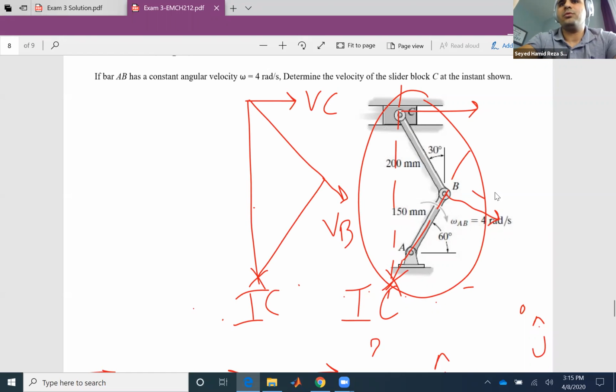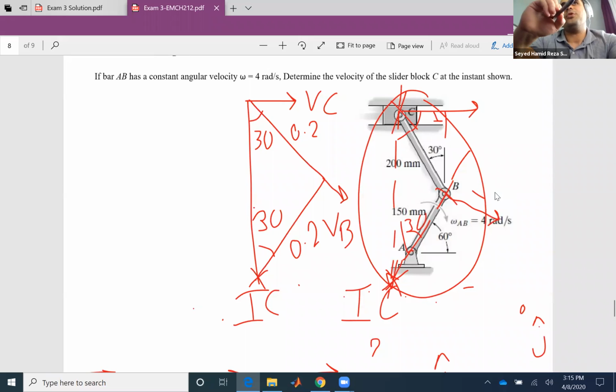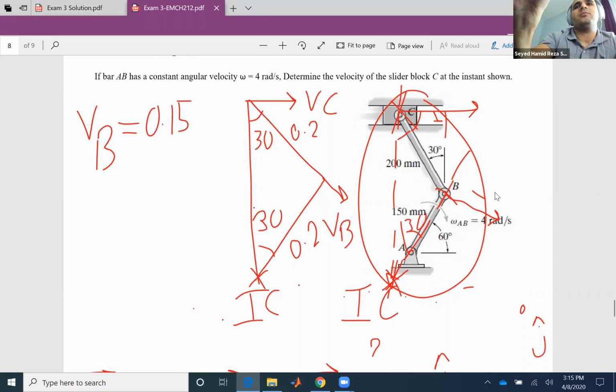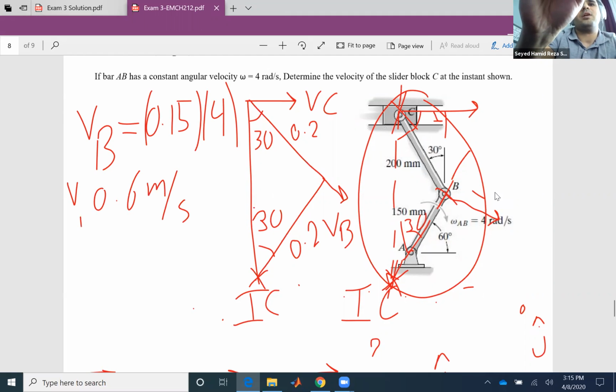This distance is 0.2. I know from here to here, for sure it's 0.2. From here to ICE, I still don't know. But if I look at the angle, this is 30 degrees. This is 90, this is 60, this is 30, so this is 30. And this one is also 30. So it's an isosceles triangle. If this one is 0.2, this one is 0.2 as well. So I know the distance from ICE to point B. So I know velocity B is 0.15 times 4, which is 0.6 meter per second. This is velocity at B.